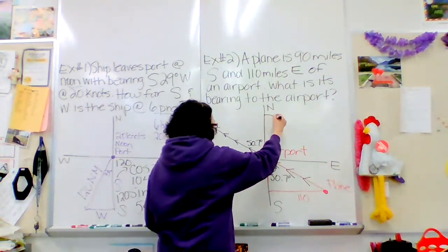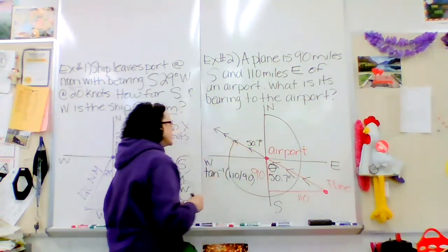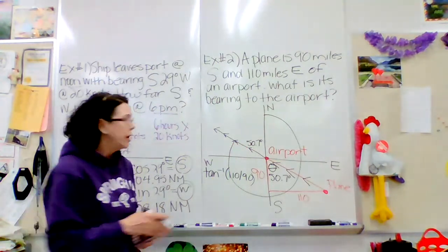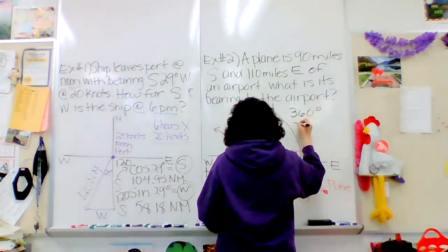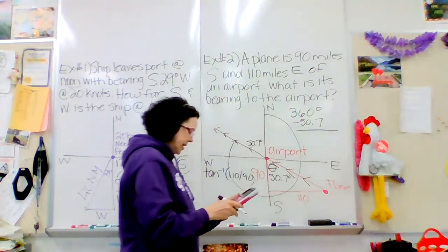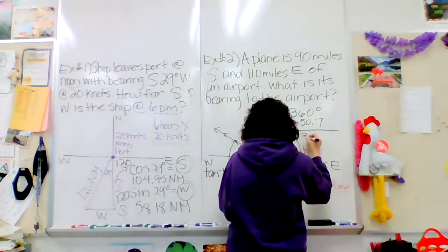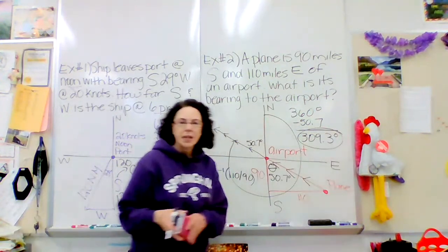So the bearing from north is 50.7 degrees less than 360. So my bearing is 360 minus 50.7. So 360 minus 50.7, that is a bearing of 309.3 degrees. There we go.